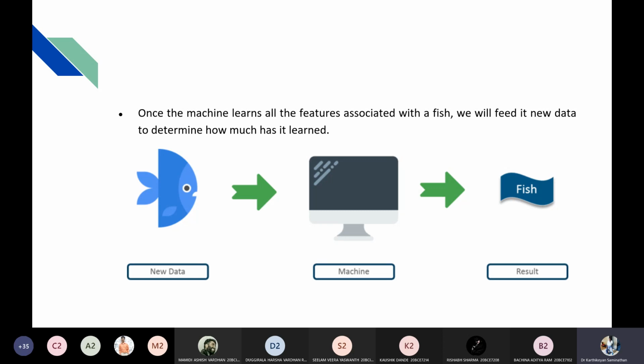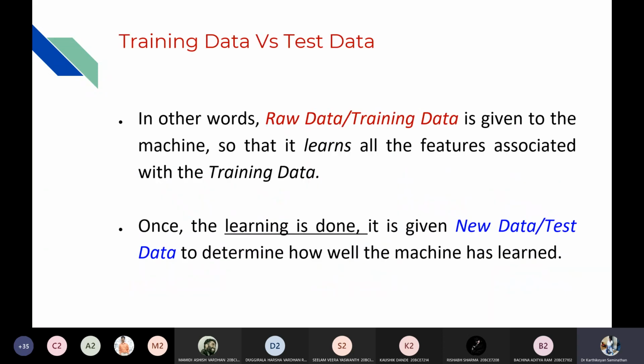The learning happens once the machine starts learning from all its features. When you say fish, a fish has a pair of eyes, tail, head, gills, etc. Such things are what we extract as features. Once feature extraction is done, from that we can predict the image is going to be a fish. This is how the human brain and the machine are differentiated so far, right?